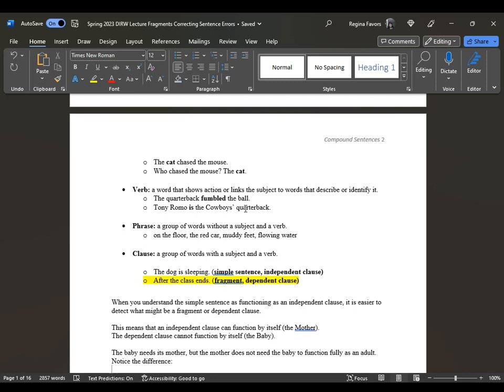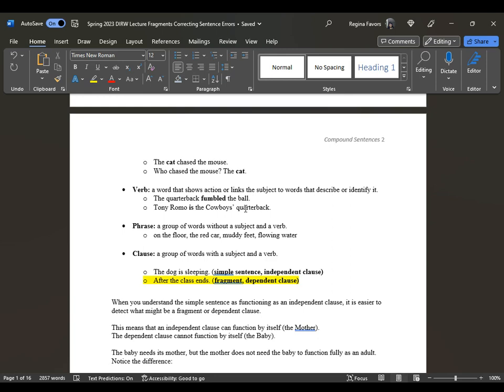After the class ends, so I just stopped there, right? So after the class ends, the first thing we want to know is, okay, what happened after that? So that's your fragment. That's also a dependent clause. Remember, the dependent clause is formed when you place a dependent word in front of an independent clause, making it a dependent clause. So after in this particular sentence fragment is the dependent word.